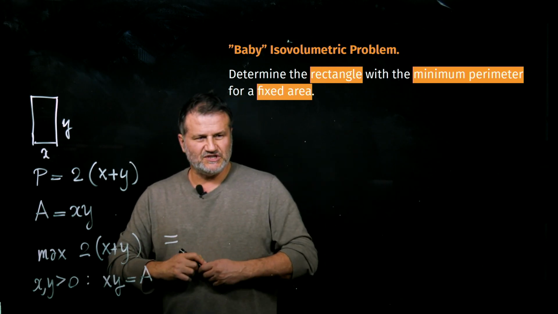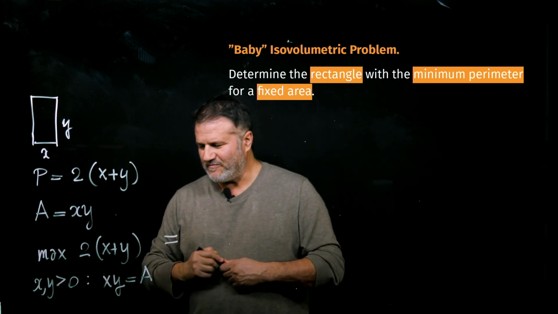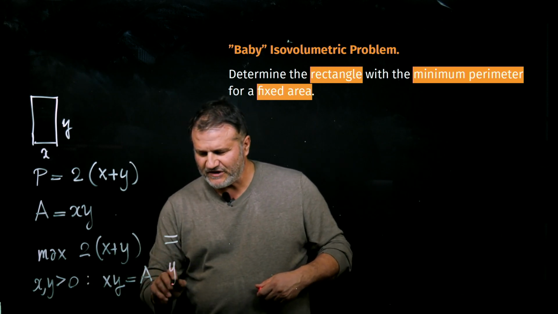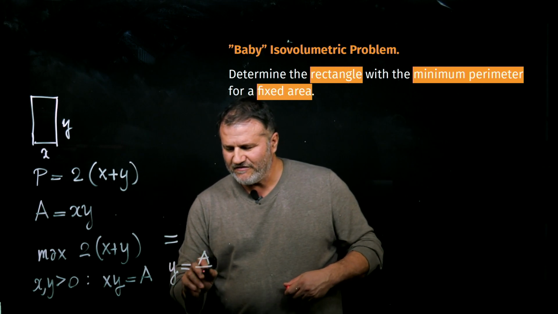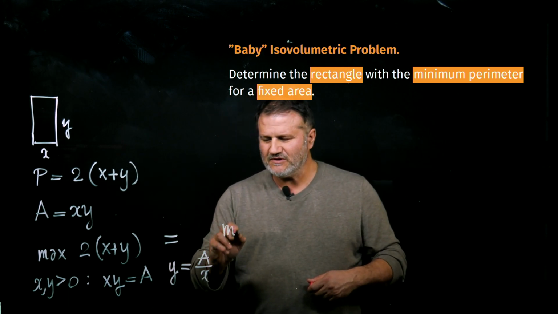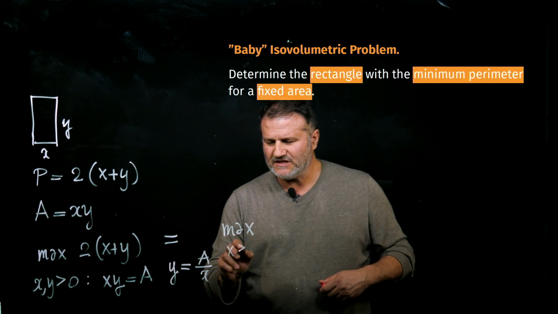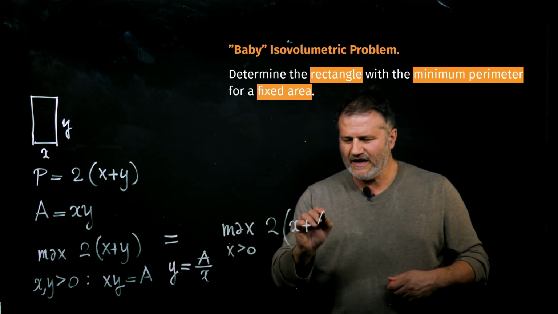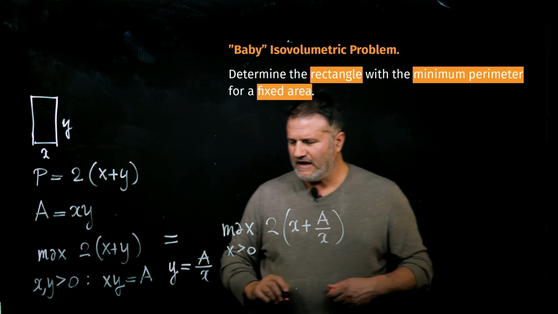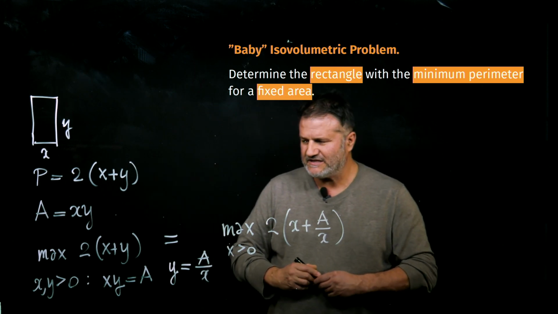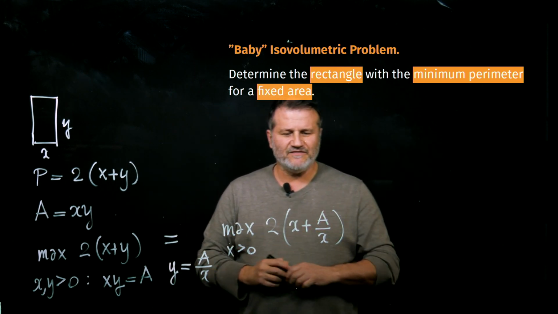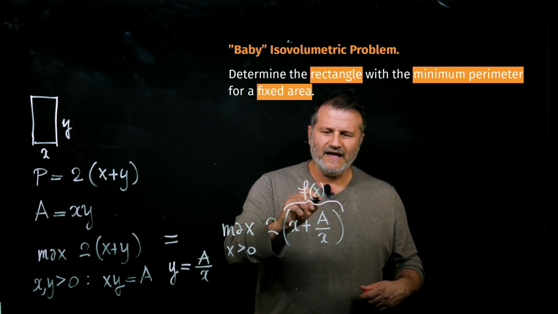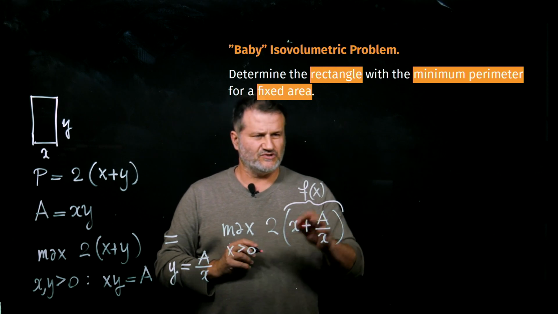Again, we can reduce this problem to a one-variable problem, because we can use the constraint. Knowing that the variables are positive, we can write, for example, y equal a over x, and this becomes the minimum for x positive of 2 times x plus a over x. And there is no other condition about x, only x positive. So now we have to consider this function. We can factor out the 2, and we apply differential calculus to this function.